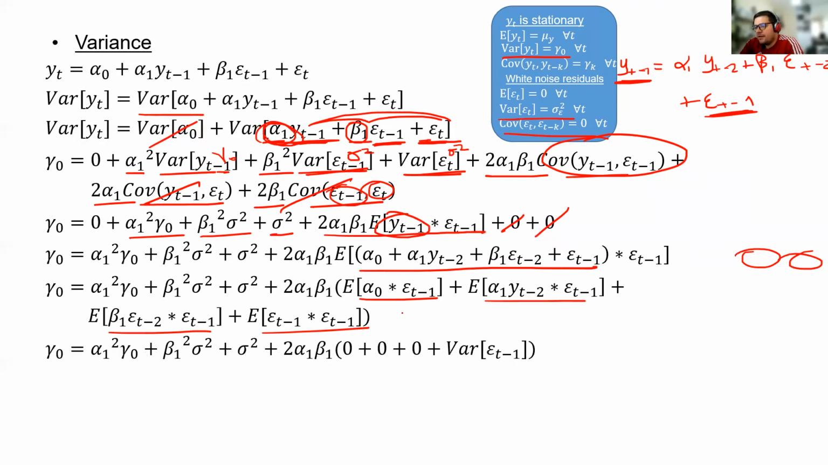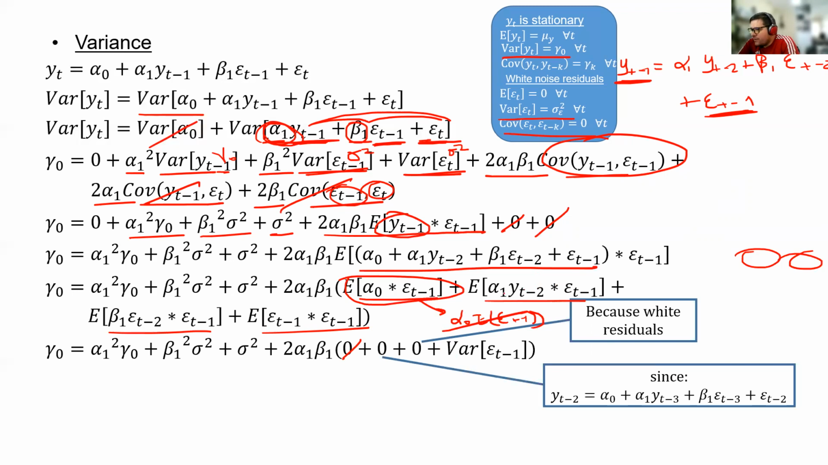Whew. Now let's see. This term in particular will be equal to alpha 0 times the expected value of the error, but we know that that's equal to 0, so this will go to 0.